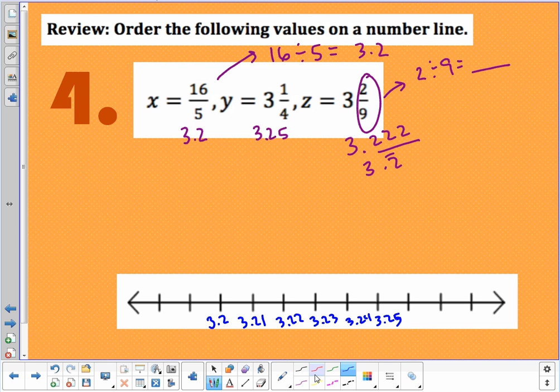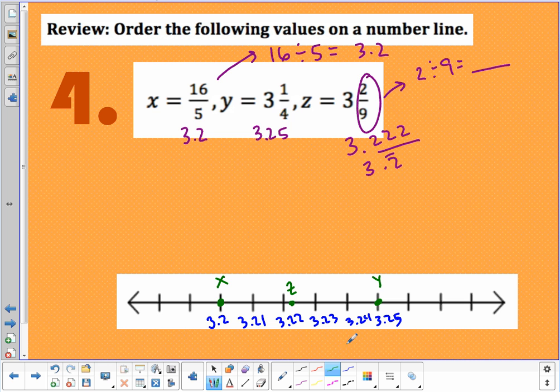And then when I put those numbers up there, 3.2, that's my X value, it's right here. 3.25 is my Y value, that's way up here. And 3.2 repeating, here's the 3.2, but 3.2 repeating is going to be a little bit above that. So 3.2 repeating Z, because think of it as 3.222222. There's more than just the 3.20. I need to go a little above.